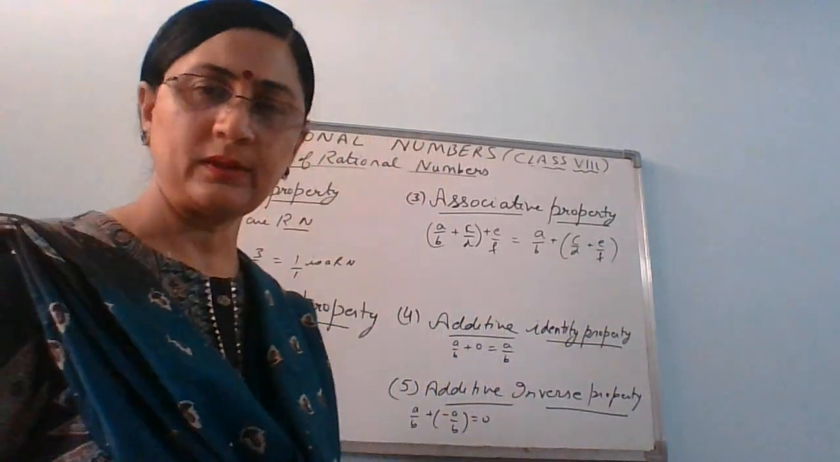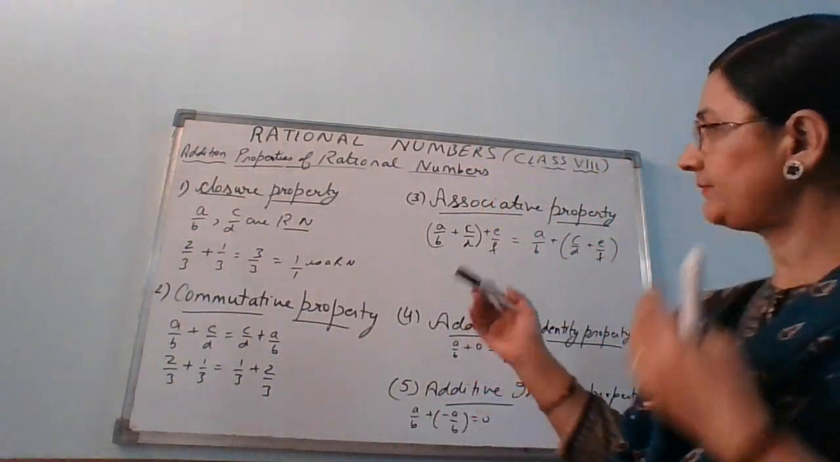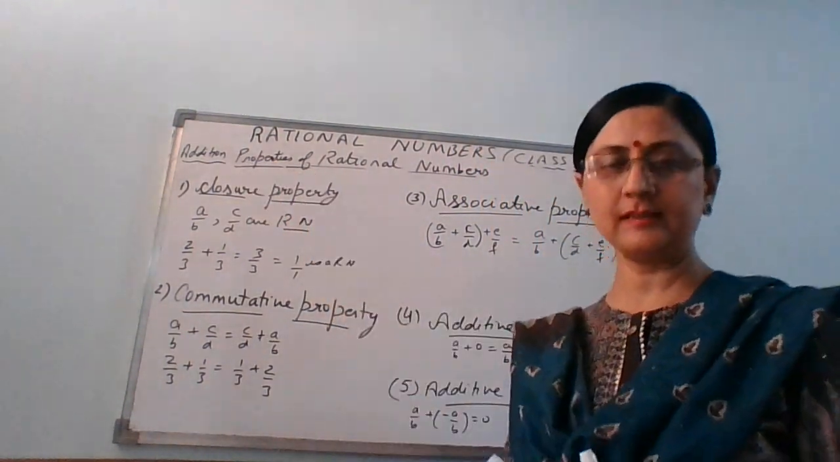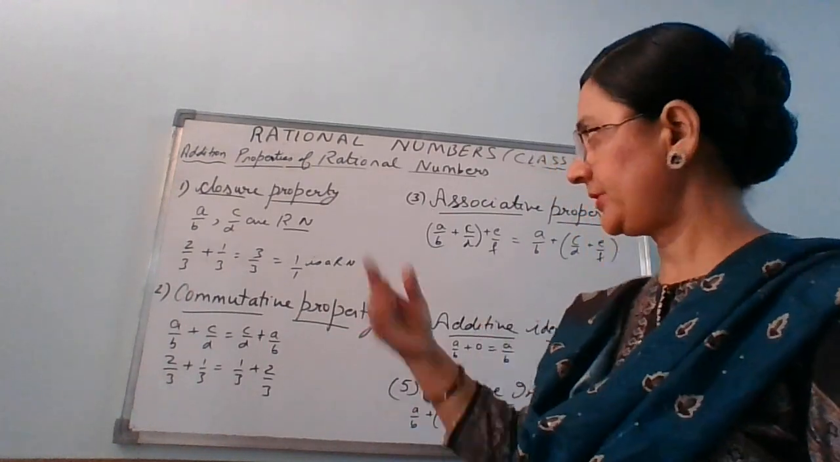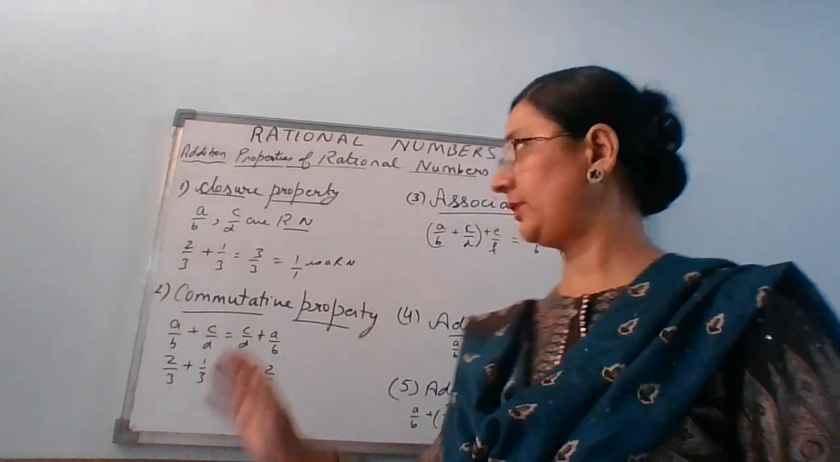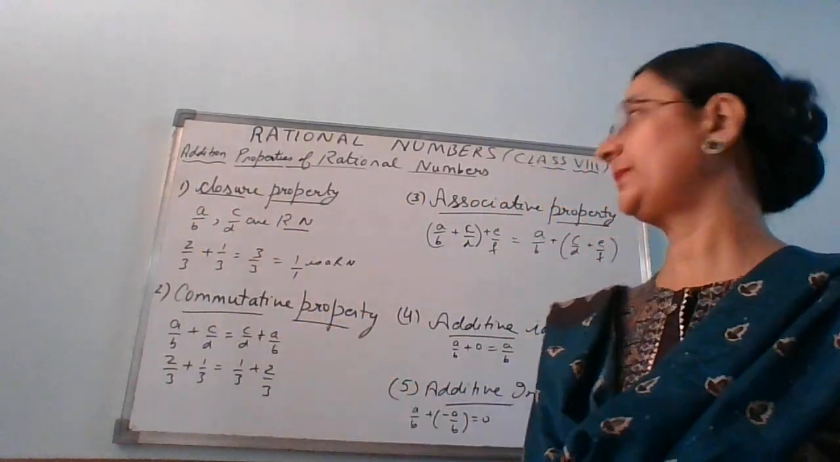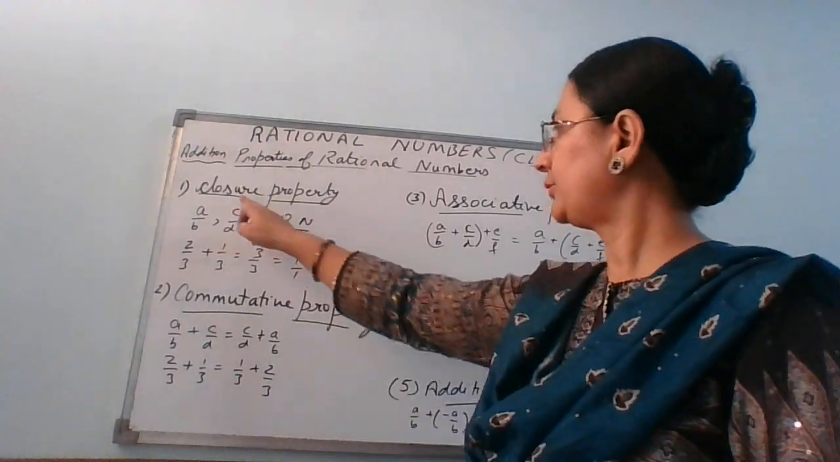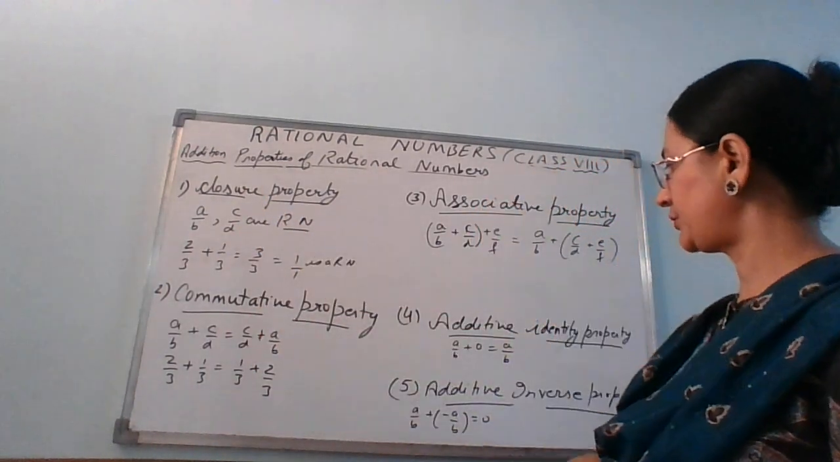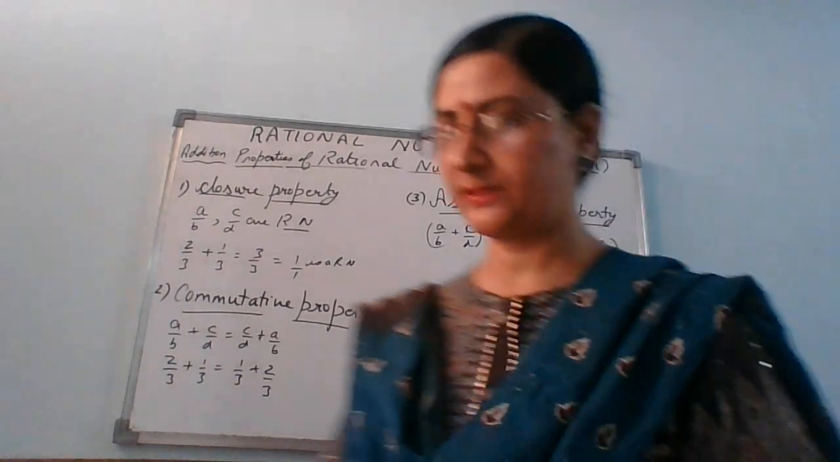Okay children, now let us discuss the properties of rational numbers. There are different properties of addition, subtraction, multiplication, division. So let us discuss the properties of addition of rational numbers. Closure property, commutative property, you might have heard these names earlier also when you did fractions. Closure property, commutative property, associative property, additive identity property, and additive inverse property, right?